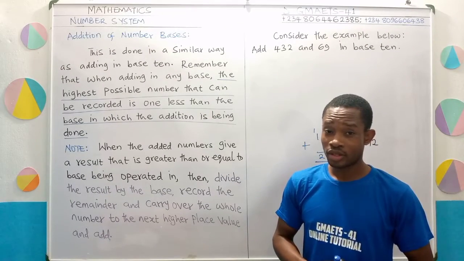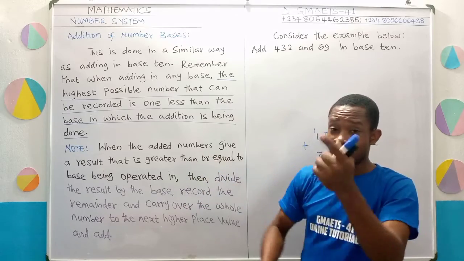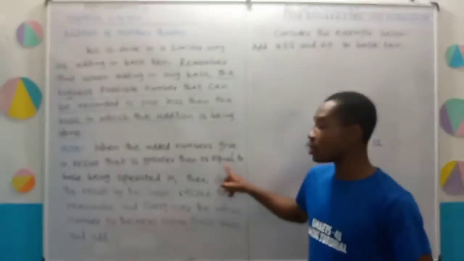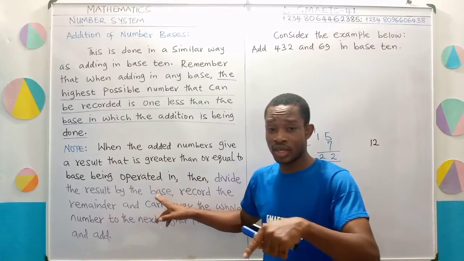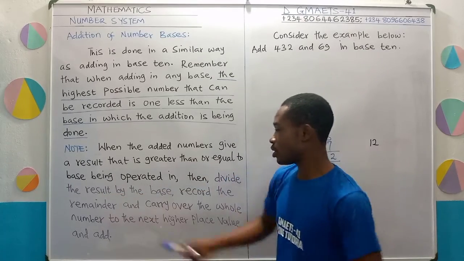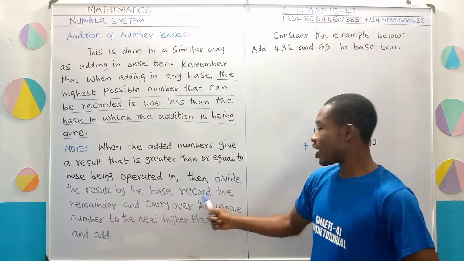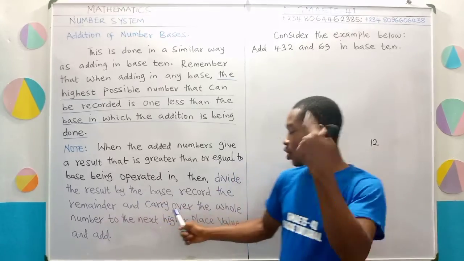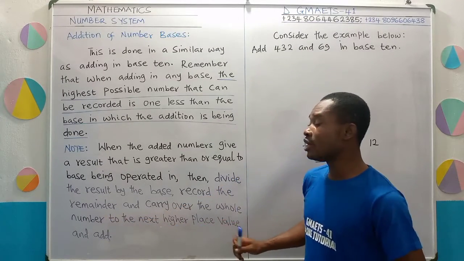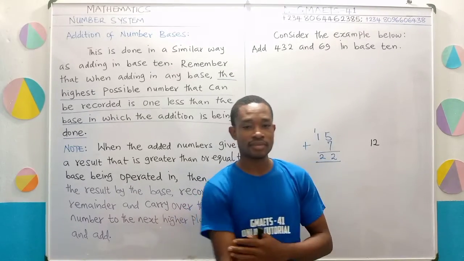Did you get that point? You add some digits and the result you got is either greater than or equal to the base that you are operating in. What are you expected to do? Divide the result by the base. Record the remainder and carry over the whole number to the next higher place value and then add it.